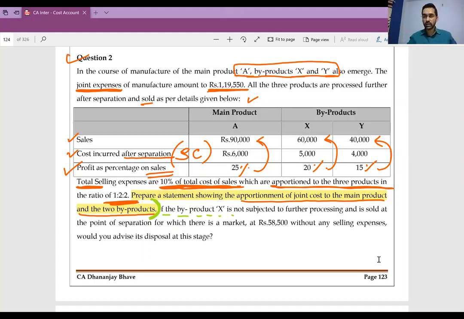Right. On that, you have to apply 10%. That's what they said after the table. That number should be distributed in the ratio 1 is to 2 is to 2. Right. Now, from total cost, if you take out selling and distribution, then whatever is left out should be cost of production. From cost of production, you will have only two components. One, there will be some separate cost, and then there will be some joint cost.